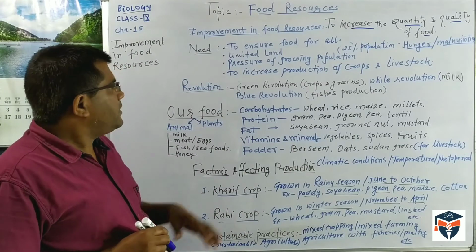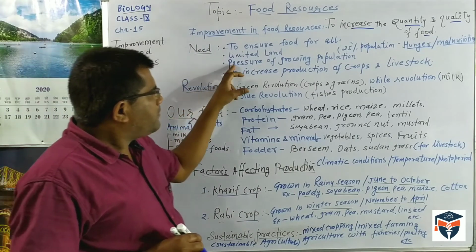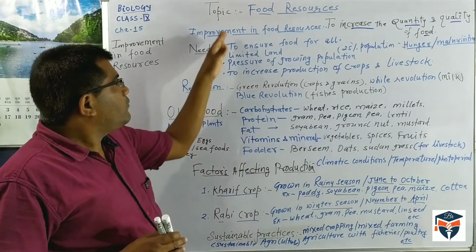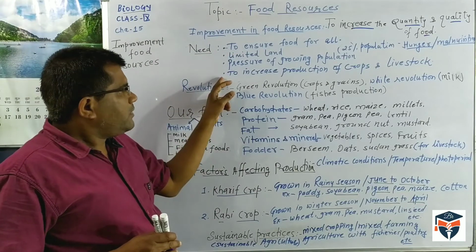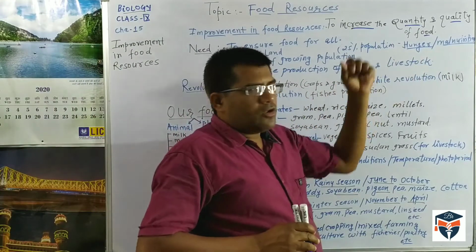Third, to reduce the pressure on agriculture. It means improvement is required because there is the pressure of a growing population. Population increases, so we need more and more food. That's why improvement is needed, and to increase the production of crop and livestock.